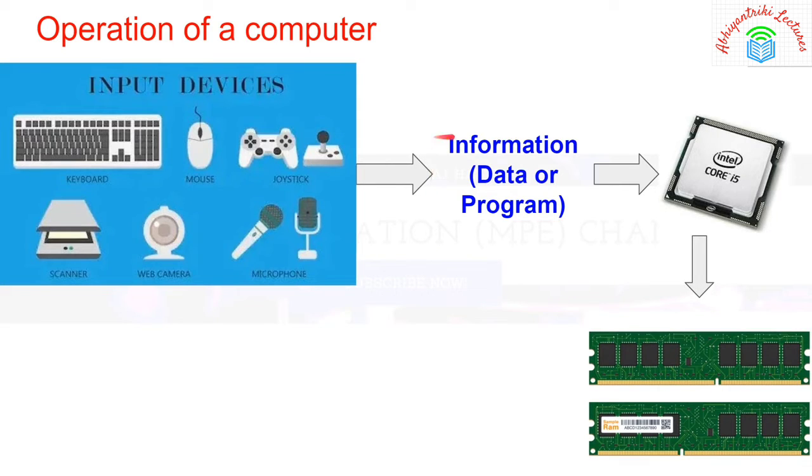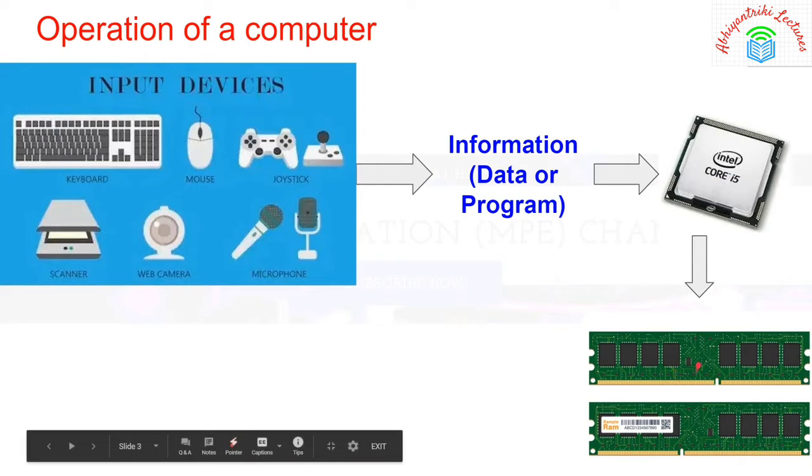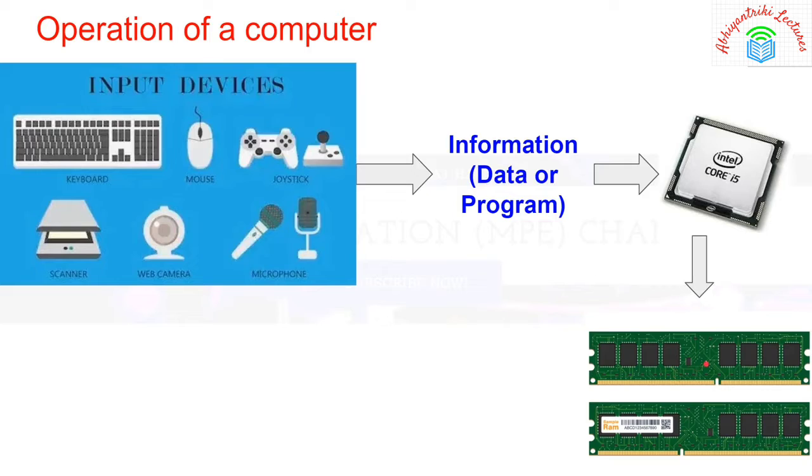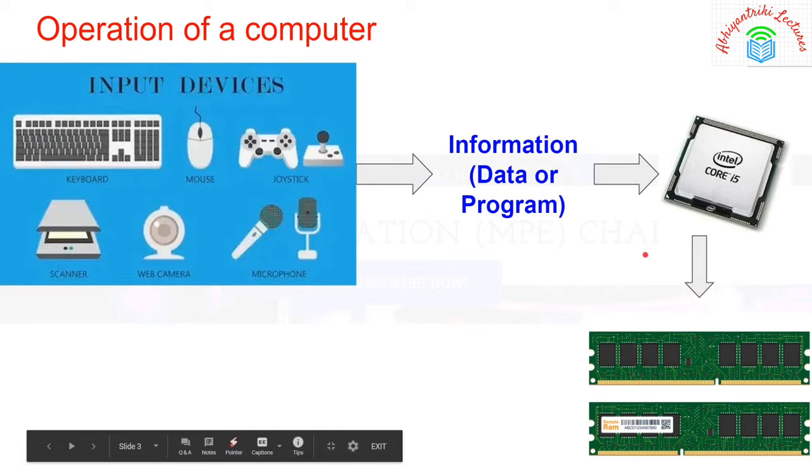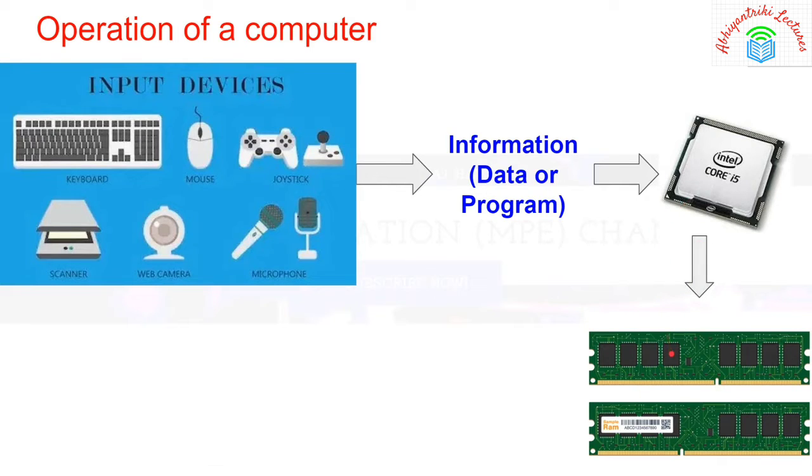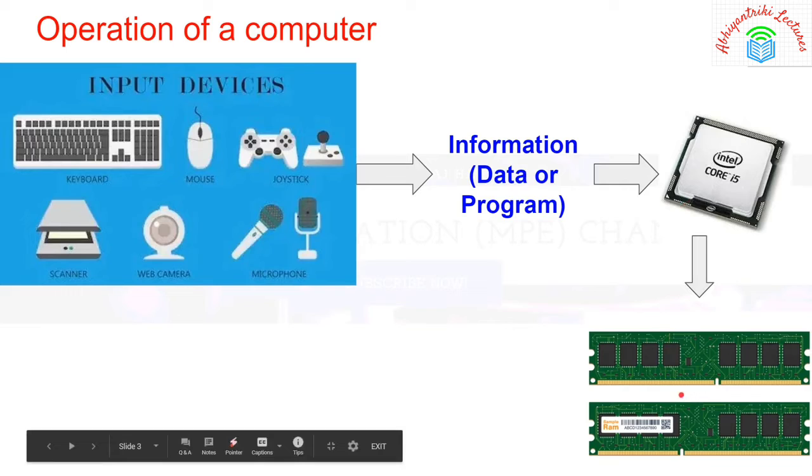Before the program is executed by the processor, this program and data must be stored into the memory. Once the program and data are stored into the memory, the processor has to fetch the program. Program means a set of instructions, data means operands, right? So the processor has to fetch the instructions one by one by sending the address of the instruction and the address of the data.